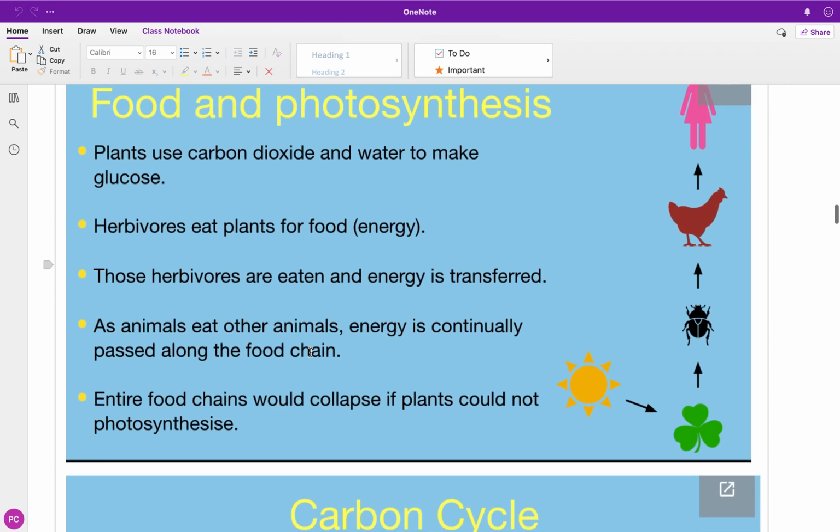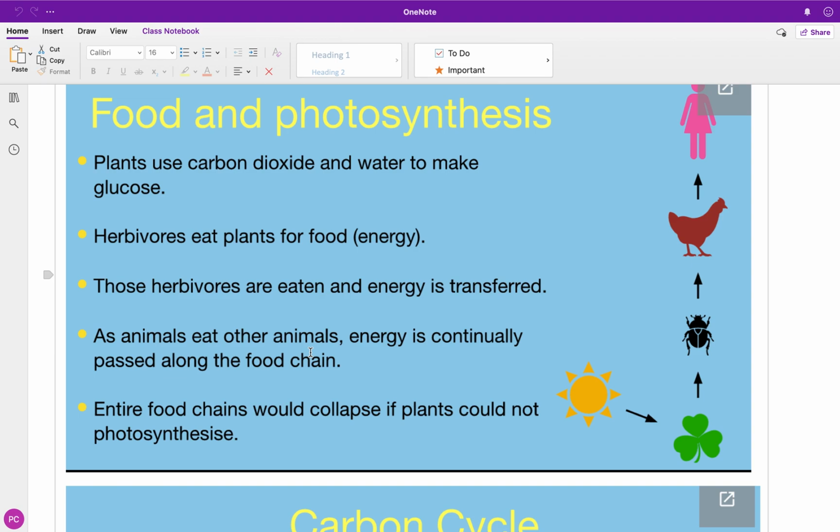Onward slightly. Plants use carbon dioxide and water to make glucose. So here's just the equation again. Herbivores, you have three types: herbivores, carnivores, and omnivores. Herbivores are plants only. Omnivores eat anything, and carnivores just eat meat.